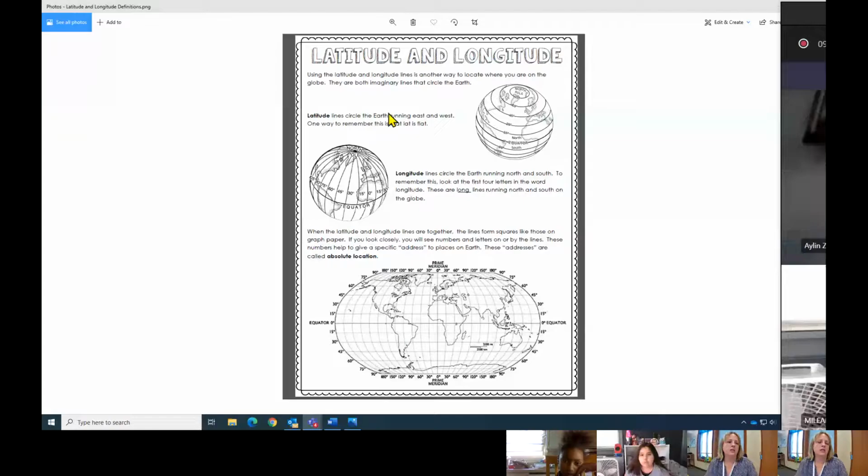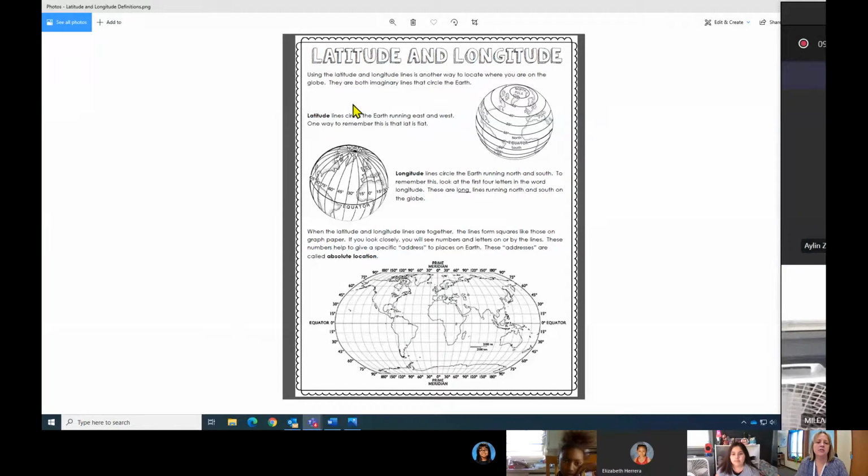All right, so here we go. Latitude and longitude. These are imaginary lines that run around Earth, around our globe, as well as from North Pole to South Pole. Using latitude and longitude lines is another way to locate where you are on the globe. They are both imaginary lines that circle the Earth, from top to bottom all the way around, as well as going around east to west.